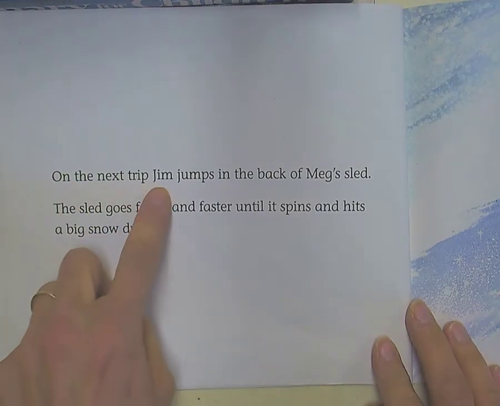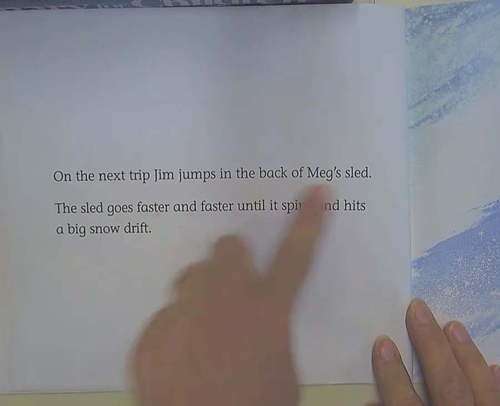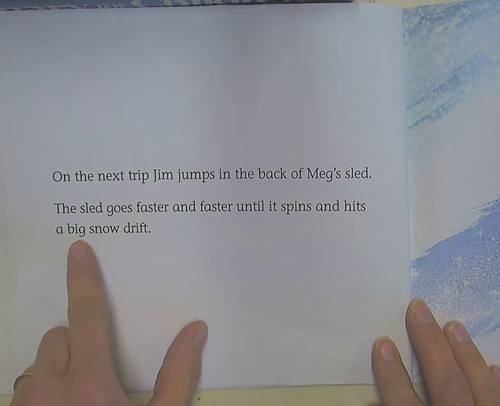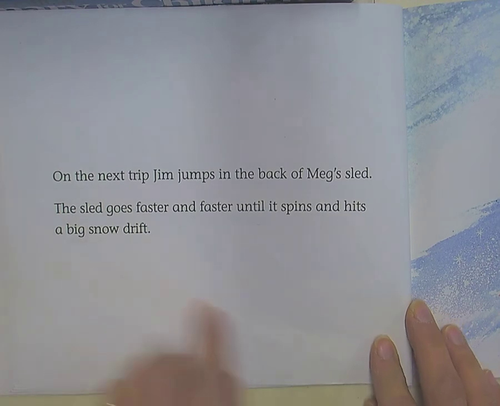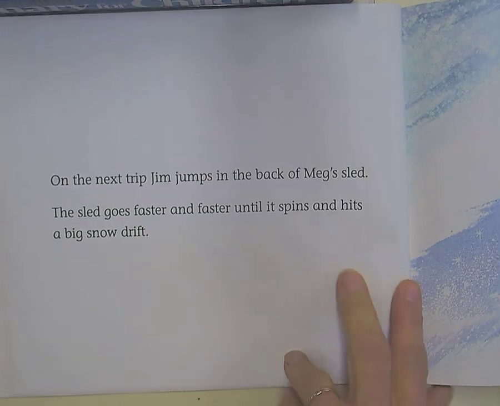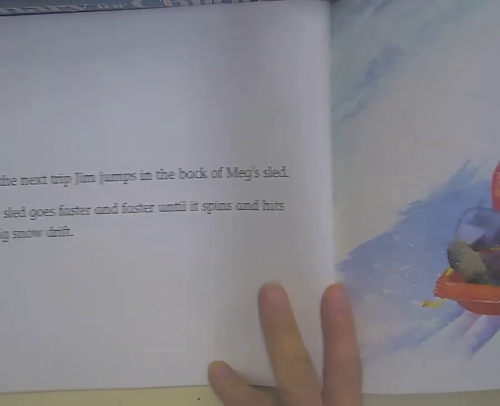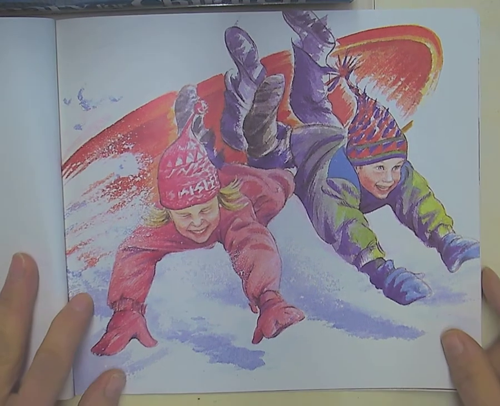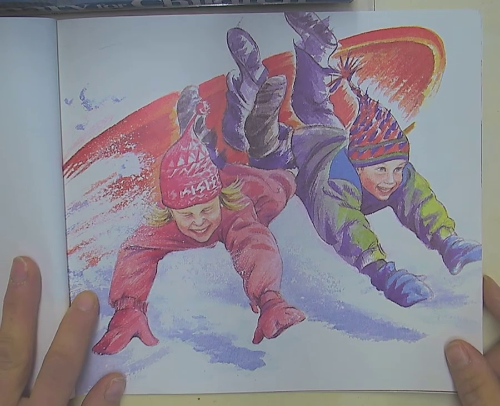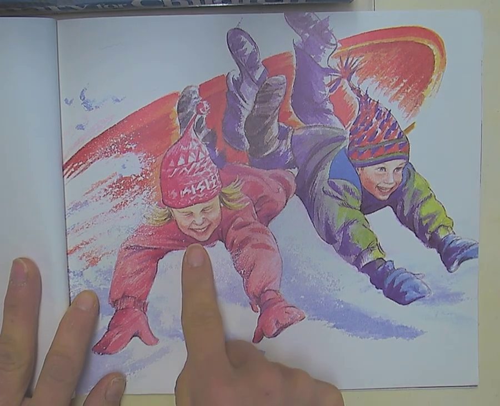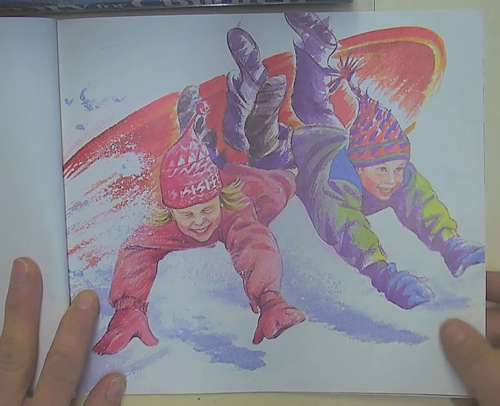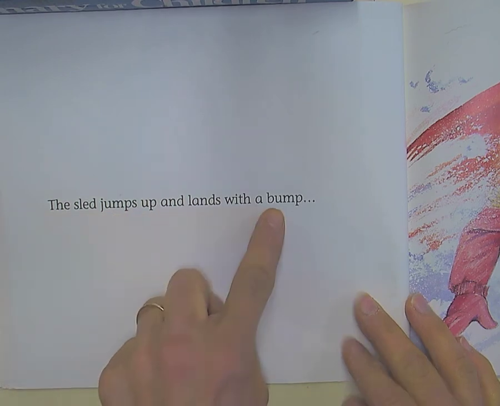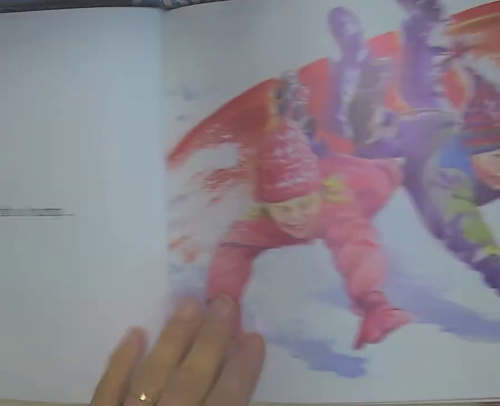On the next trip, Jim jumps in the back of Meg's sled. The sled goes faster and faster until it spins and hits a big snowdrift. Oh, that just made me suck in my breath, because I know, based on my schema, what I know about snow, it's cold when it hits your face, and I bet that snowdrift went right in their face. Oh, and my schema says I know how it feels to get thrown out of the sled, even though they're smiling. She's bracing herself for the thump that she hits. The sled jumps up and lands with a bump. Oh, I felt that before. I bet you have too, my friends.